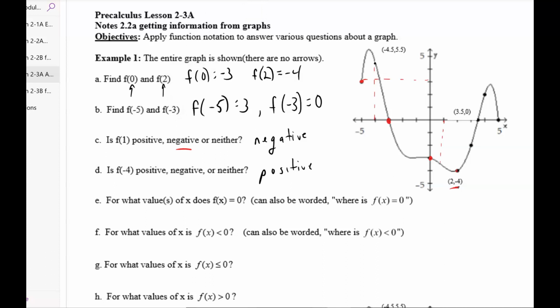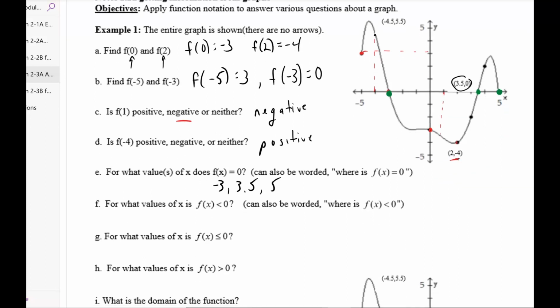Okay, so for what values of x is f of x equal 0? Well, it equals 0 here, here, and here. So there are 3 different places, 3 different values, and it looks like -3. There's another one here, which is given actually as positive 3.5, and then the last one is at 5. These are the x values.